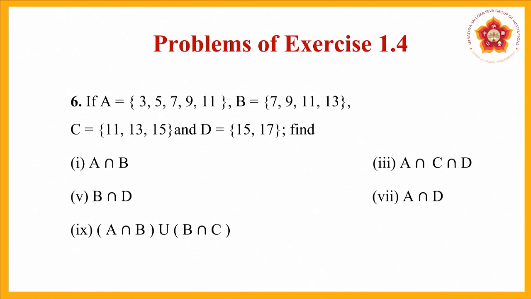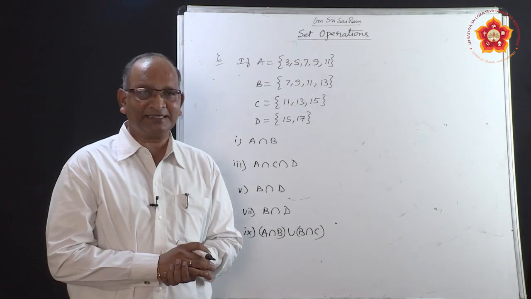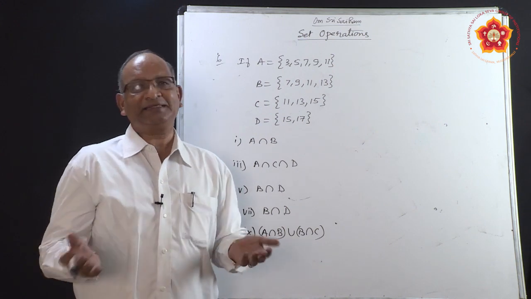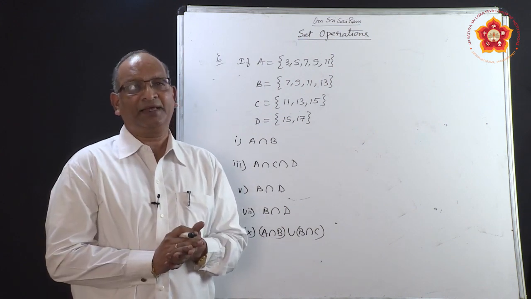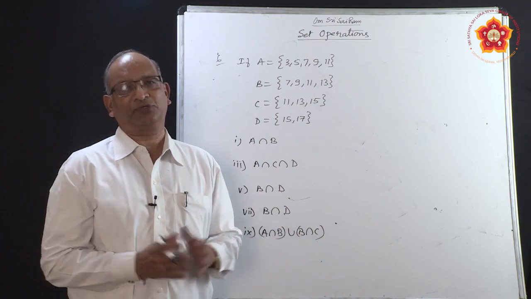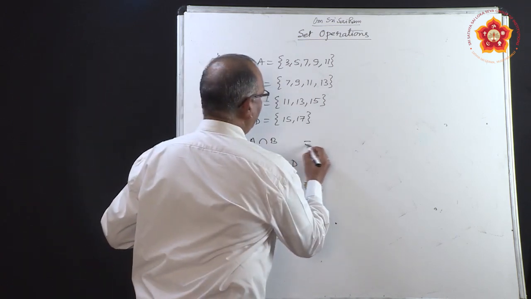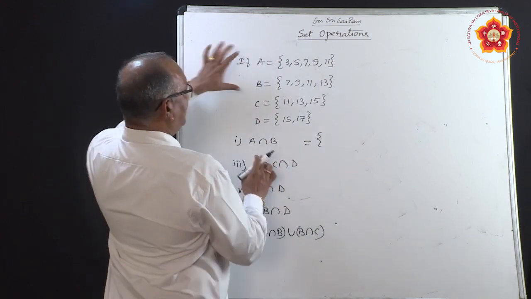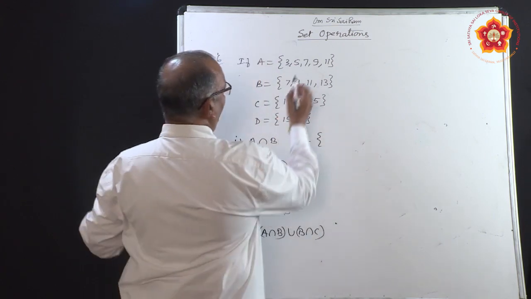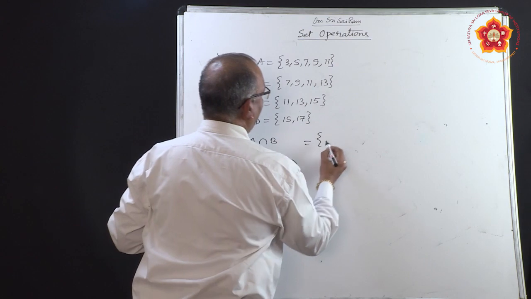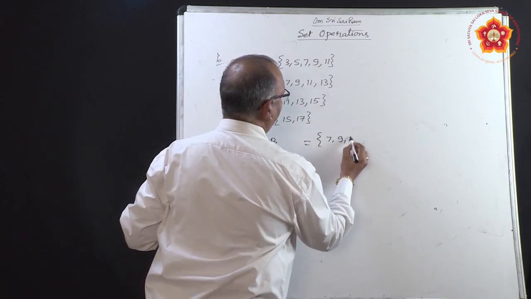He has given the sets. In the previous problem, we discussed union. Now we are discussing the intersection of two sets. What is the intersection of two sets? Elements which are present in both, elements which are common. So A intersection B, what is the answer? Which elements are present in both A and B? We have 7, 9, 11. So this is the answer.